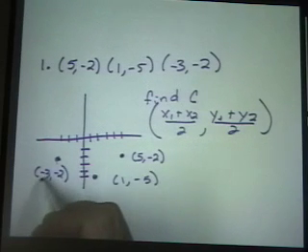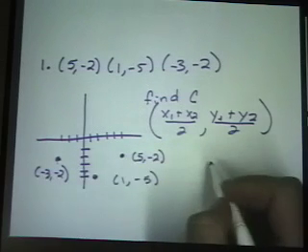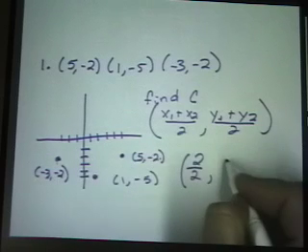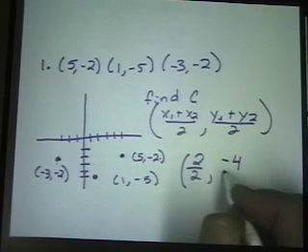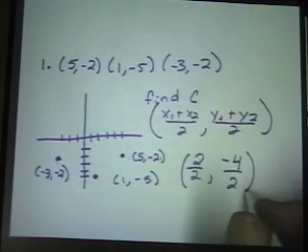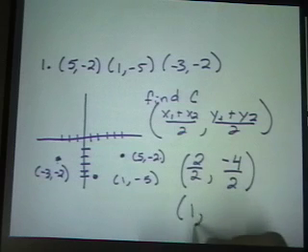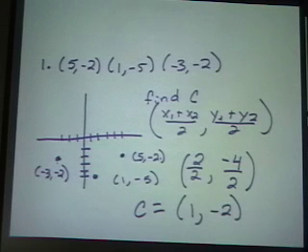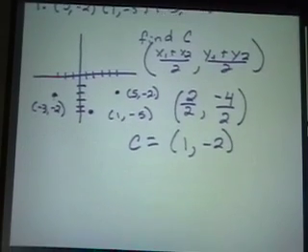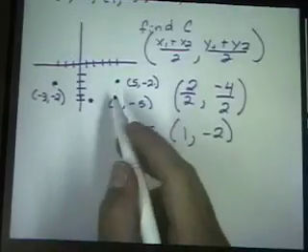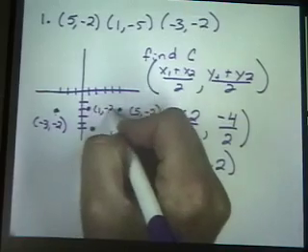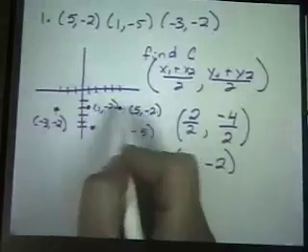We know the midpoint formula is (x1 plus x2) over 2, comma, (y1 plus y2) over 2. So I'm going to add up my x's: negative 3 plus 5, I've got 2 over 2, comma, add up my y's: negative 2 plus negative 2 is negative 4 over 2. My point is (1, negative 2), and that's my center. Now step 2, which is to find A and B. Still looking at this graph, I can graph my center, which is over 1, down 2.